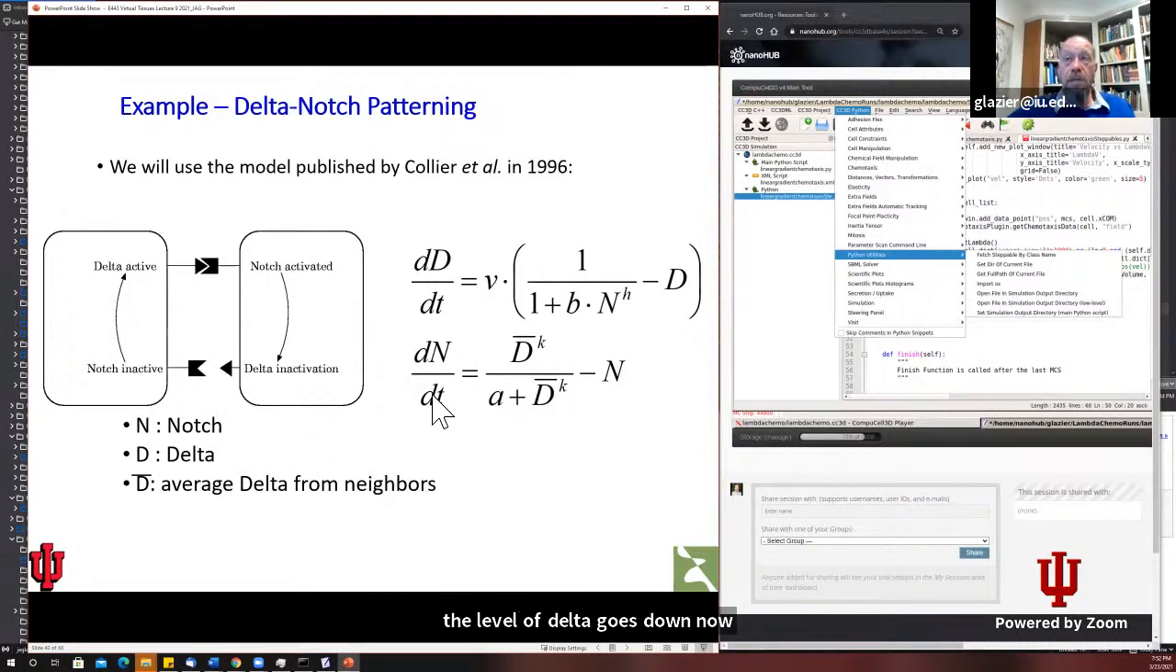Notch, in turn, is activated not by the level of delta inside the cell, but by the level of delta on the neighboring cells. So this delta average here is not the amount of delta inside my cell. I don't care. It's the amount of delta I'm getting from my neighbors. And in this case, higher delta on my neighbors causes higher notch for myself, and there's a decay term. You have that? So again, you can't really understand this when looking at a single cell. You have to look at two cells at once.